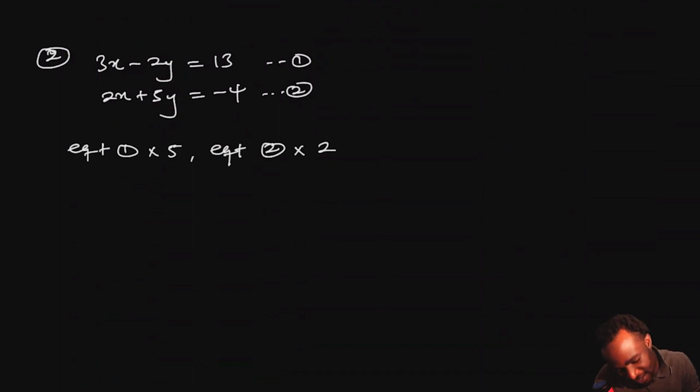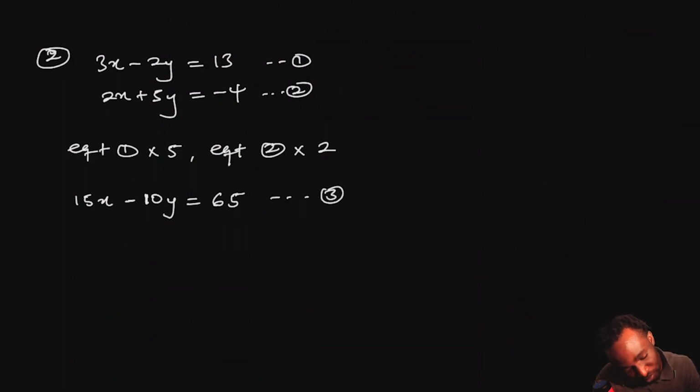Now if you do the arithmetic, equation 1 times 5 means we have to multiply each term over here by 5. What do we get? 3 times 5 is 15, so 15x, minus 5 times 2 is minus 10y, is equal to 13 times 5, which is going to give us 65. We're going to label this as equation 3.